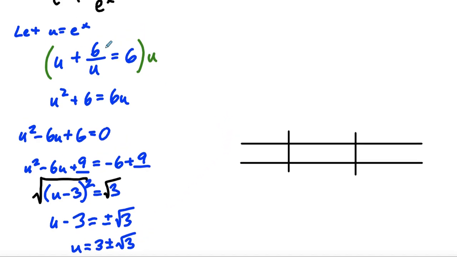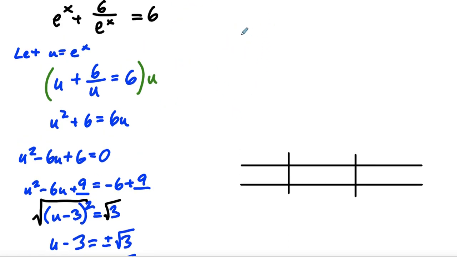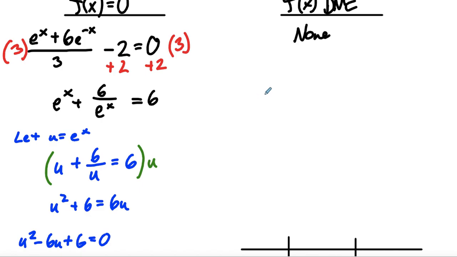Now remember, we said let u equal e to the x. So now we're going to go back up to the top here, just to save space, and we're going to say, well, if u equals 3 plus or minus square root of 3, then e to the x equals 3 minus square root of 3 and 3 plus square root of 3. Okay, so I'm going to now write this.